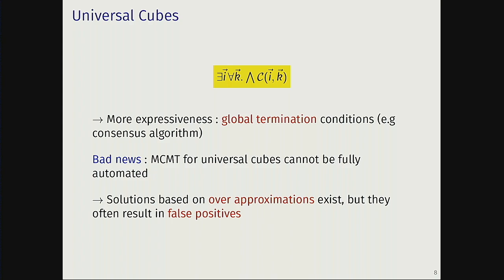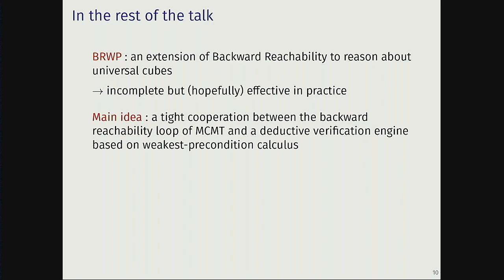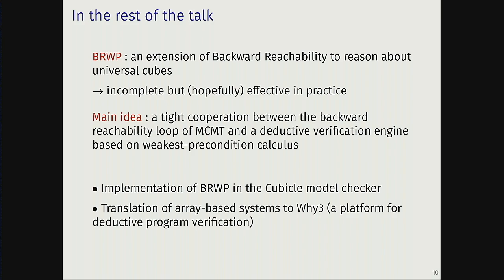I will skip this one. That was a slide to say why this is non-terminating when you have this kind of cubes. So what we have designed is the following. We have extended the backward reachability algorithm of Cubicle to reason about universal cubes. And we have connected the backward reachability algorithm with a weakest precondition calculus. What I'm going to present is a tight cooperation between these two algorithms of Cubicle and Why3. As I said, we use a deductive verification engine for this cooperation, and this is Why3.